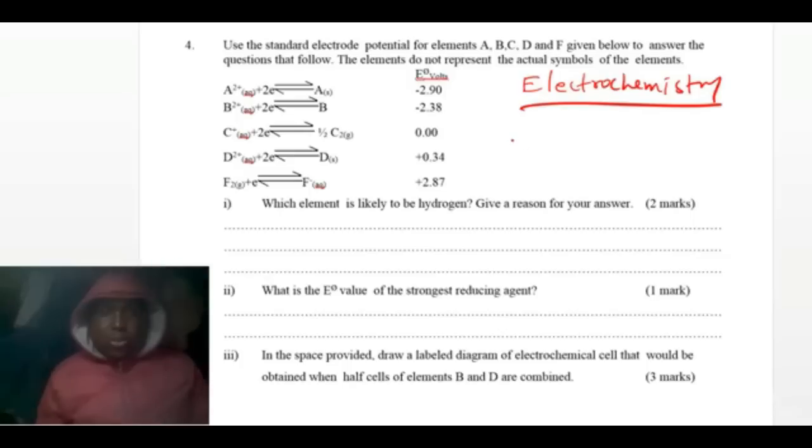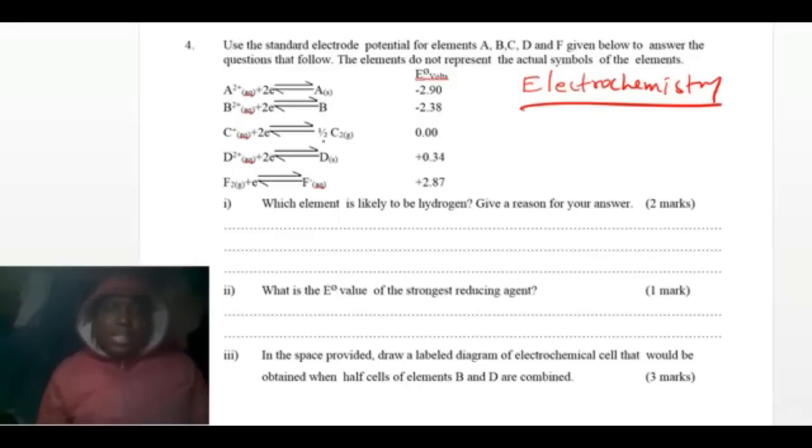Now I want to tell you one thing, that the most positive and the most negative will produce the highest EMF. So when you look at element F and element A, because the most negative is A and the most positive is F, when you combine them, they will give you the highest EMF.